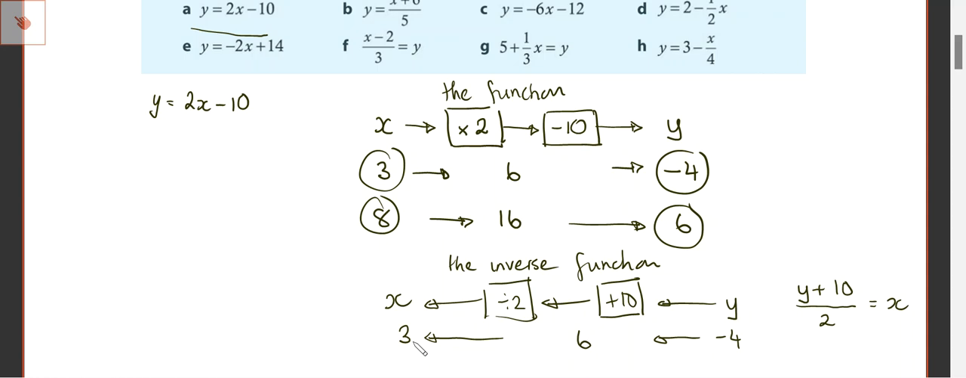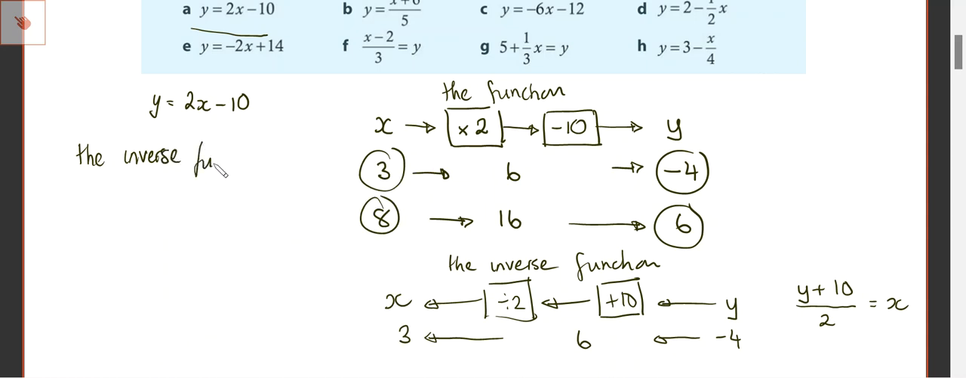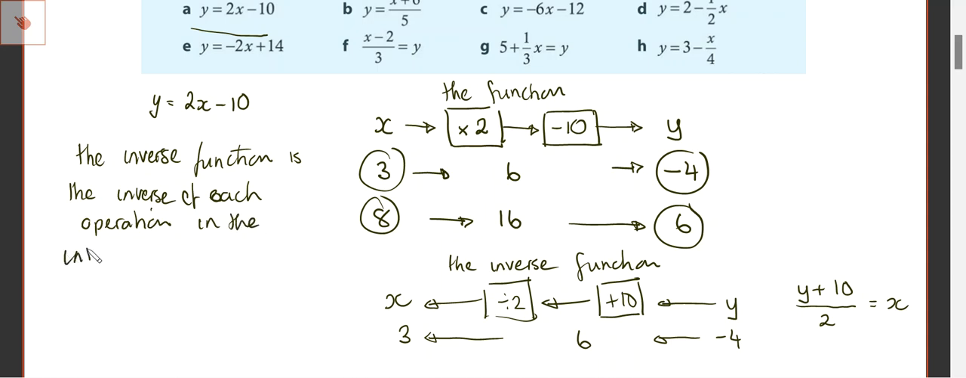Now, there is one final thing. Okay? So let's do this. Let's write this first. The inverse function is the inverse of each operation in the inverse order.